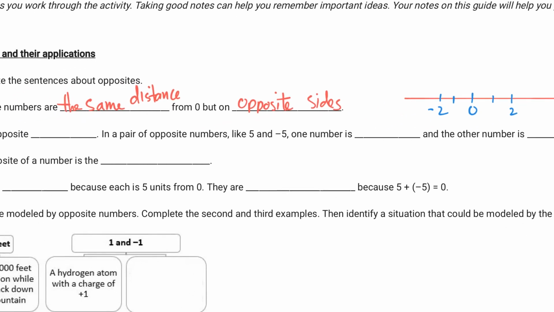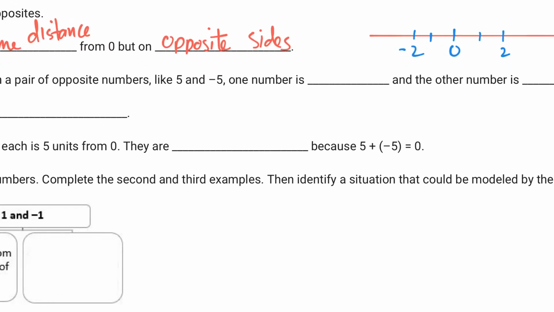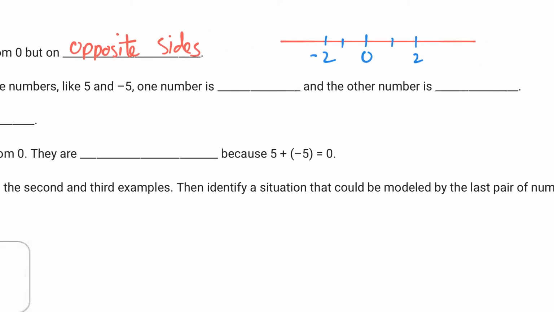So we have next, opposite numbers have opposite signs. And a pair of opposite numbers like 5 and -5, one number is positive, and the other number is negative. And that's just like what I showed you here, where you have +2, and here's 0, and -2 is on the other side of that.